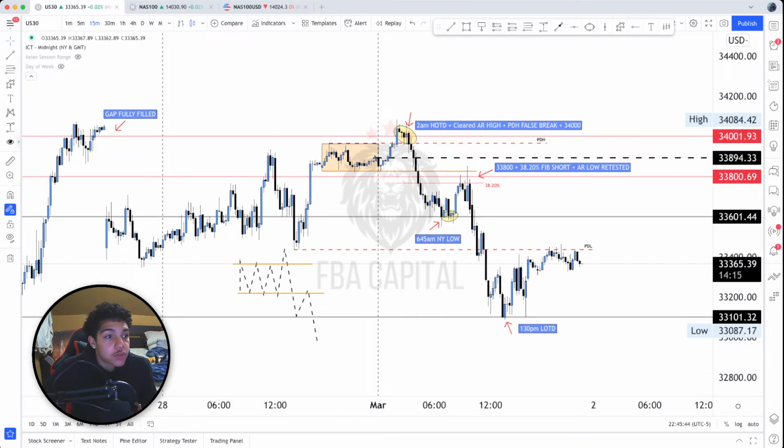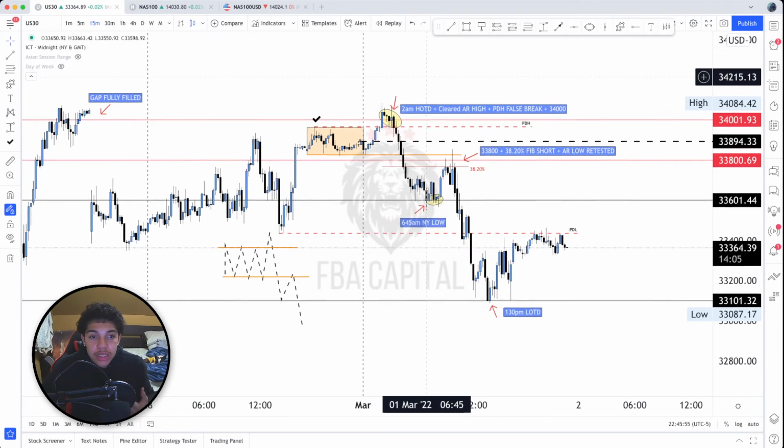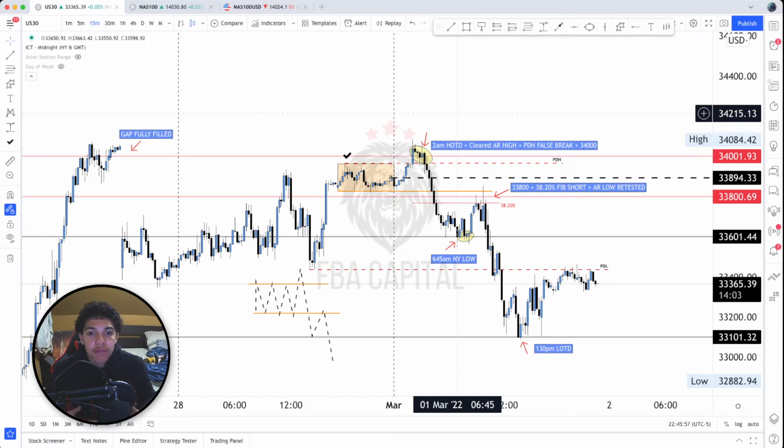So trust me guys when I say the setups work, and when you see examples like this happen multiple times and you see specific things in price happen at these specific times, multiple days out of the week, multiple days out of the month, you start to get that level of confidence that allows you to have more confidence in taking these trades when they're happening live.